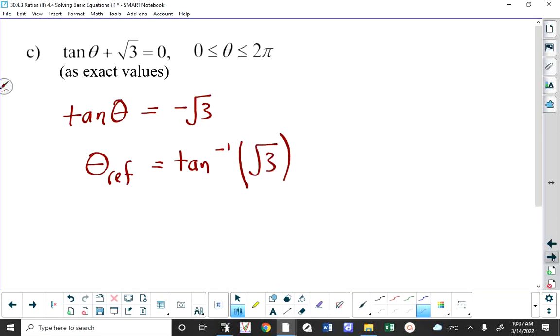Now, if I give you an angle in radians in decimal form, nobody recognizes the angle. You don't recognize it. So even though this says radians, we're going to calculate the reference angle in our calculator in degrees because it's supposed to be an exact value.